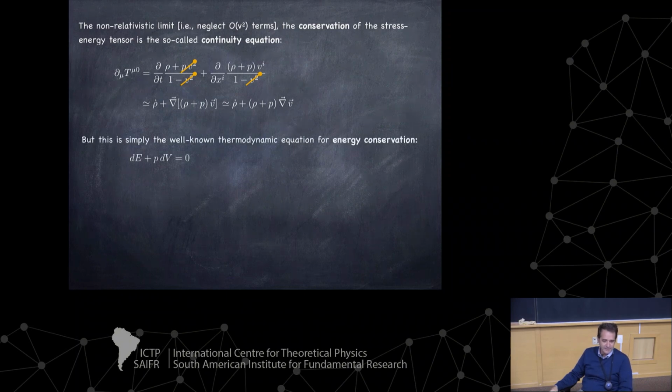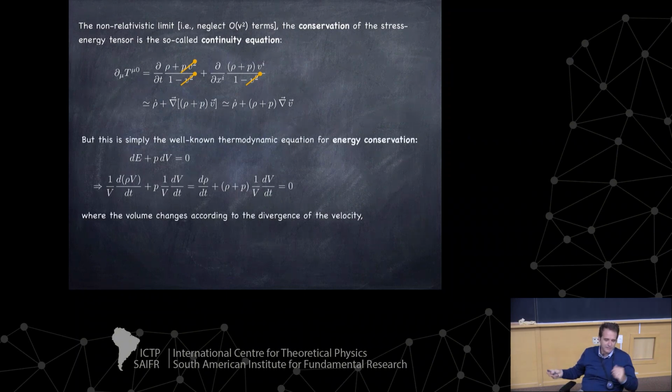You can also say this in terms of energy conservation, or in thermodynamics, dE is equal to minus PdV. And if you write this out, this is what you get here. The divergence of the velocity here is just going to give you how your volume is being increased or decreased, right? So this is this term here.